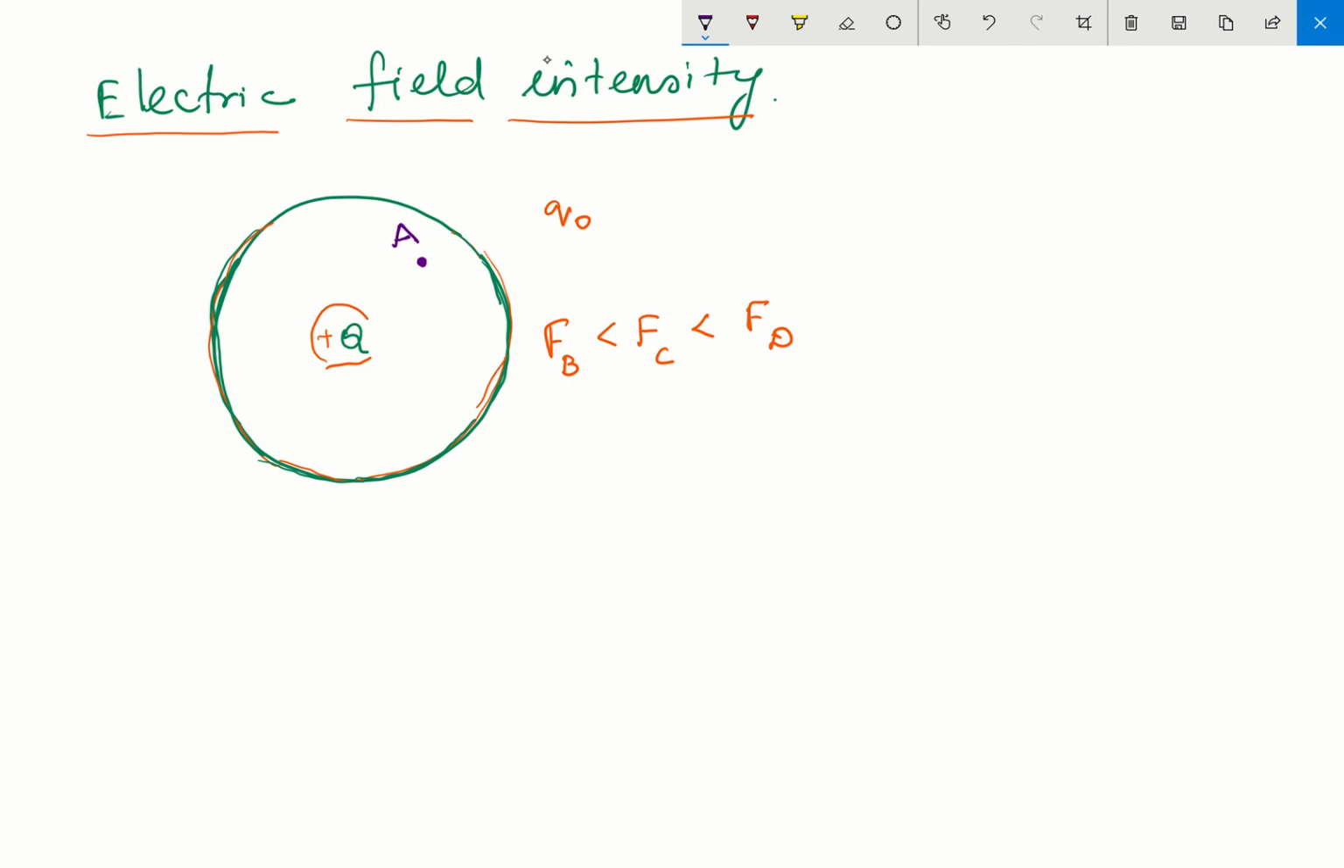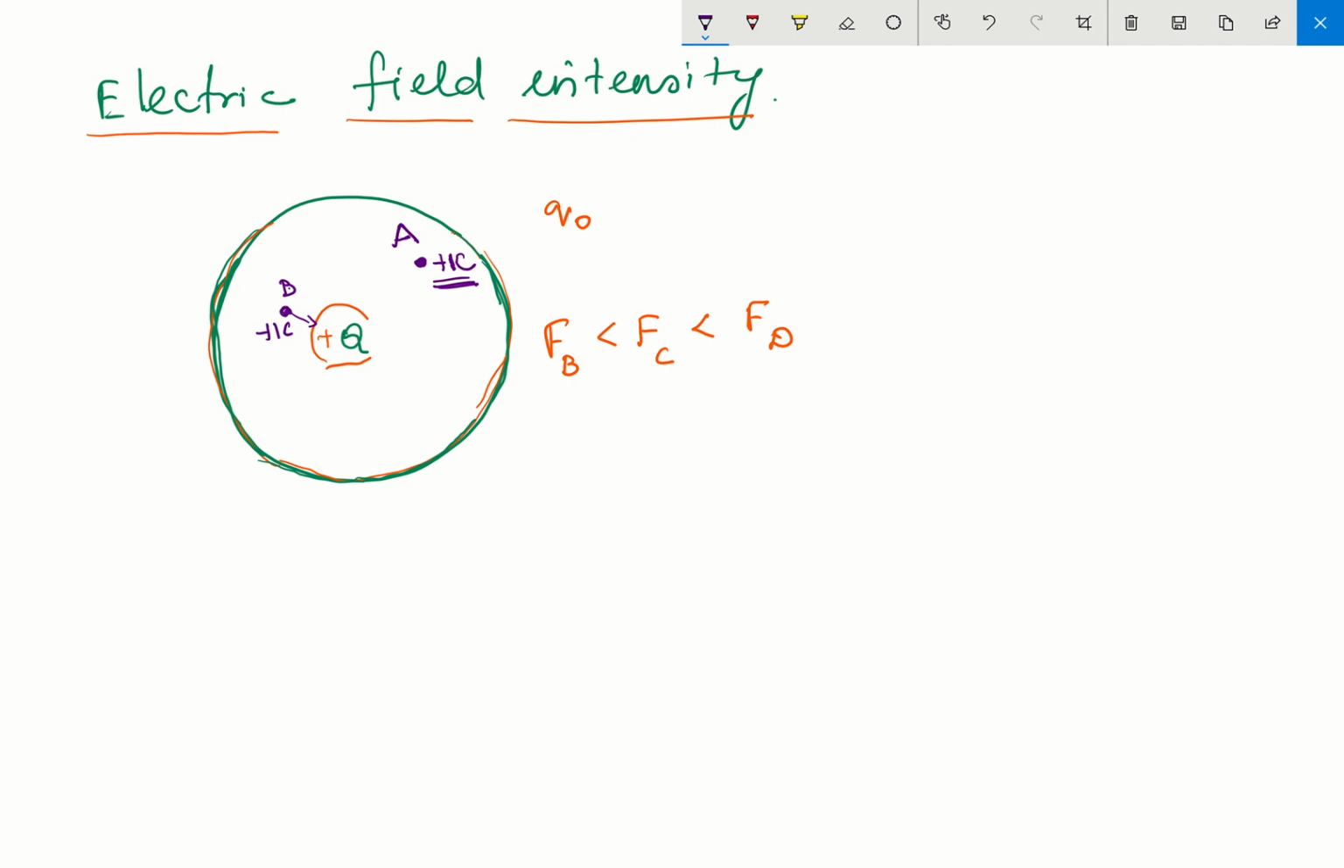It is nothing but the force experienced by a unit positive charge, plus 1 coulomb, correct? A unit positive charge when it is kept at that point. Once again, the electric field intensity at any point in an electric field produced by any source is defined as the force experienced by a unit positive charge when it is kept at that point. So if I want to find the field at this point, keep a unit positive charge here and find out the force experienced by the unit positive charge at B. That gives you the electric field intensity at B.